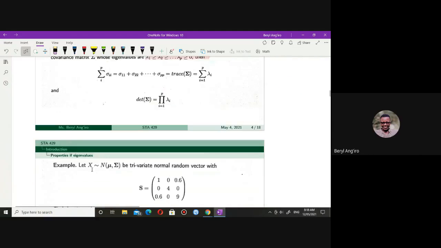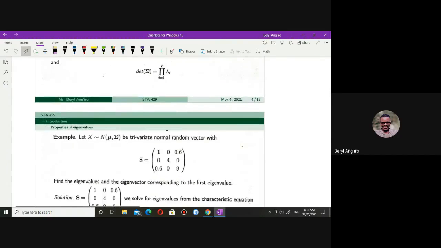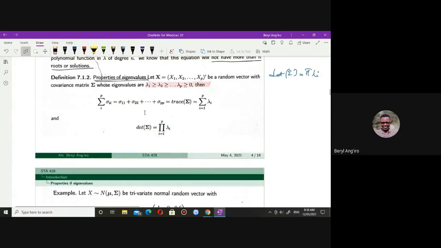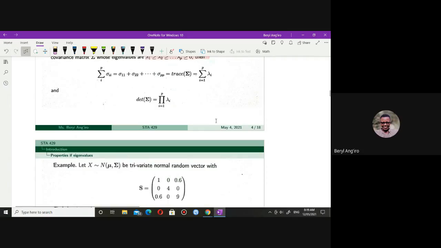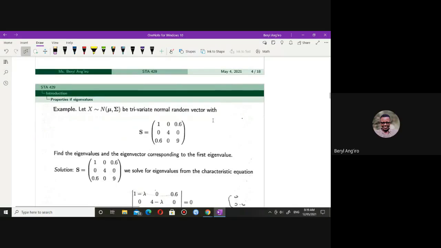So an example to prove these two properties: the sum of sigma ii, that is the diagonal of our covariance matrix sigma, is the sum of the eigenvalues, and the determinant of the covariance matrix is the product of the eigenvalues. Example: let X be normal with mean mu and dispersion matrix sigma. This is a trivariate normal vector where sigma is given by this.